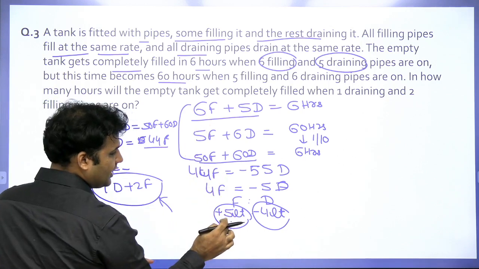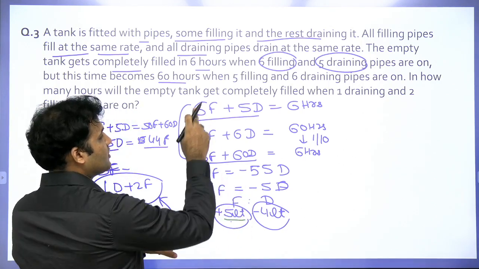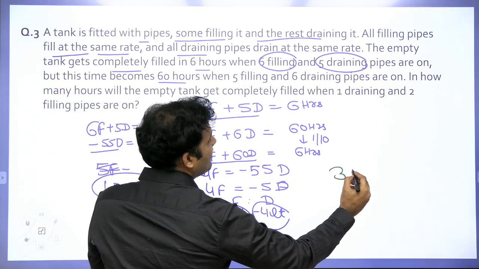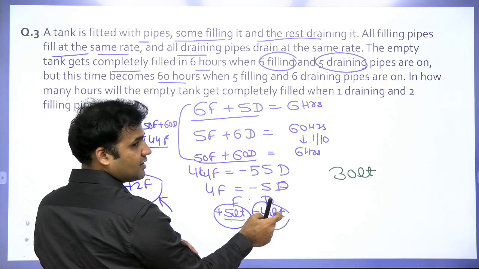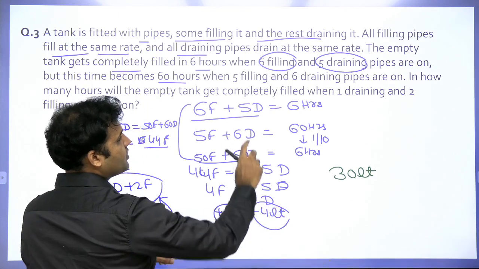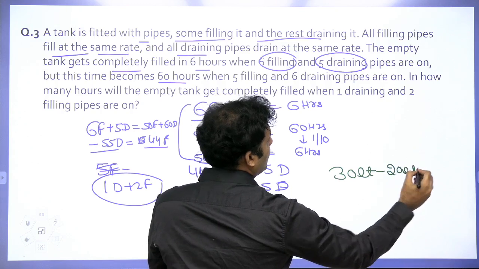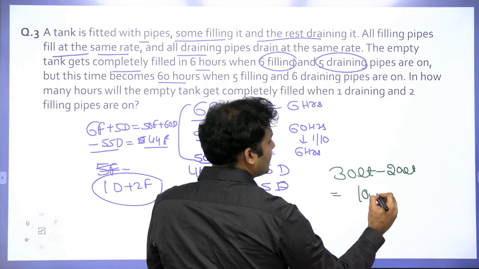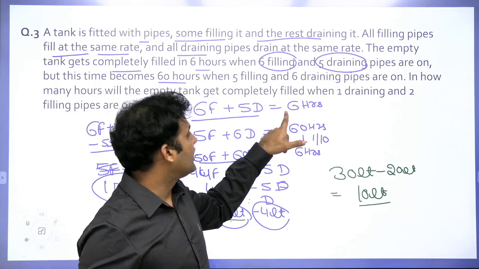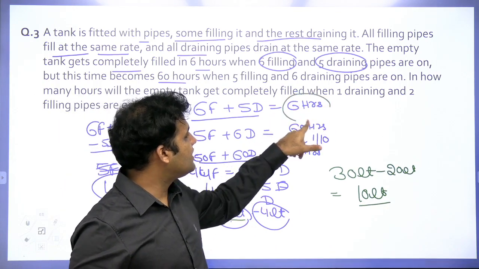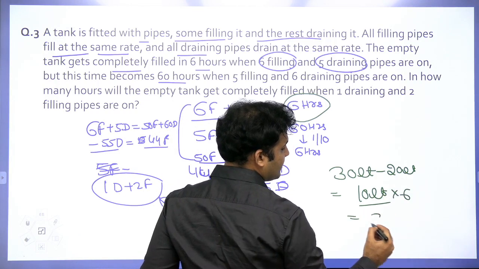1 filling is putting in 5 liters inside the tank. So 6 filling will be putting in 30 liters of water inside the tank. 1 draining tap is taking 4 liters out. 5 draining will be taking 20 liters out. So total 10 liters of water will be taken in 1 hour. If the tank is getting filled in 6 hours, I can say the capacity of the tank is 60 liters.